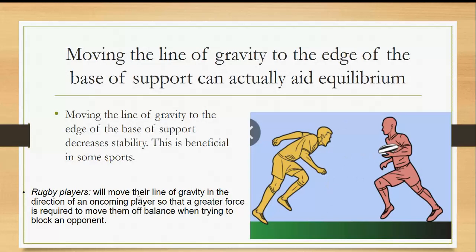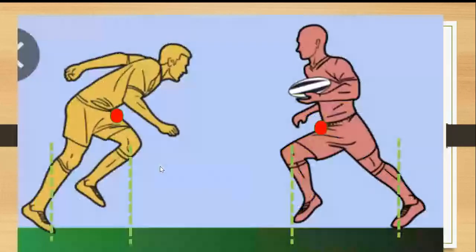Rugby players will move their line of gravity in the direction of an oncoming player so that when that impact does happen, there is a greater force required to move them off balance when trying to block an opponent. So I'll show you what I mean by this now. You can see the center of gravity is on the edge of their base of support.